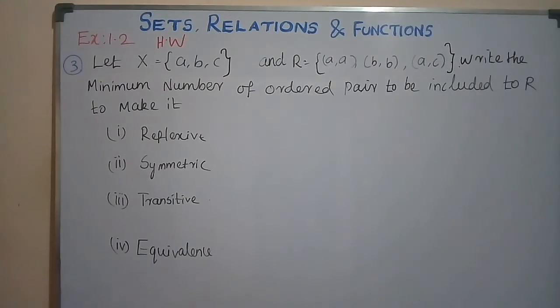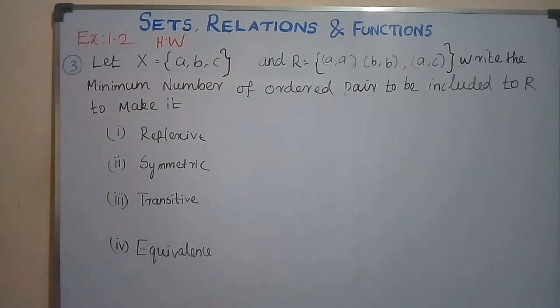Today's homework: let X be the set {A, B, C} and R is equal to {(A, A), (B, B), (A, C)}. Write the minimum number of ordered pairs to be included in R to make it reflexive, symmetric, transitive and an equivalence relation.